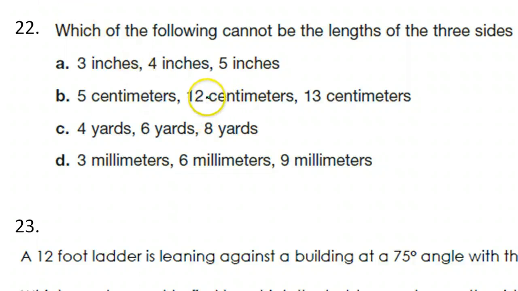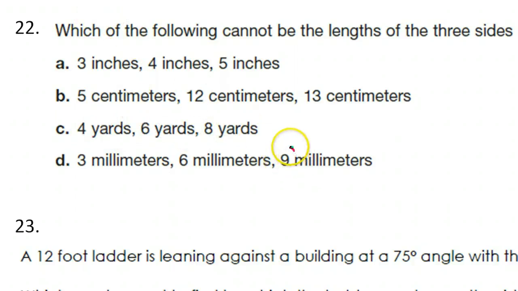How about this one? Well, the biggest side is 13. So that leaves 5 plus 12. And that's 17, which is definitely greater than 13, so that one's okay. This one, the biggest side is 8. Well, that leaves 4 plus 6, which is 10. That's bigger than 8. So that one's okay. So it must be the other one that's messed up.